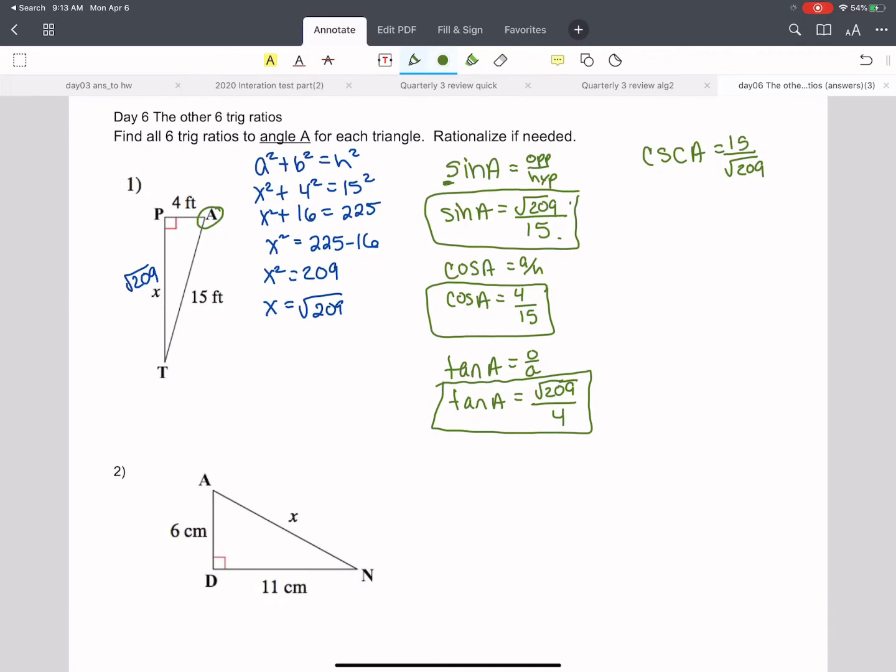You just flip them. The only thing is it's got a radical in the denominator, and in Algebra 2, they are not fans of this. So we'll practice rationalizing. So you multiply top and bottom by the square root of 209. So cosecant of A will be 15 square root 209 over just 209. And there we go.